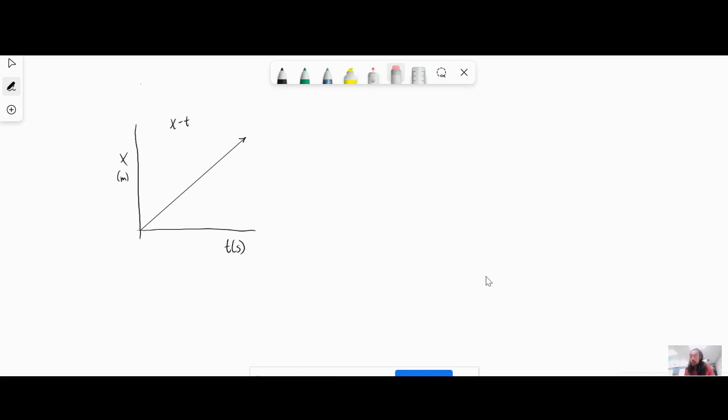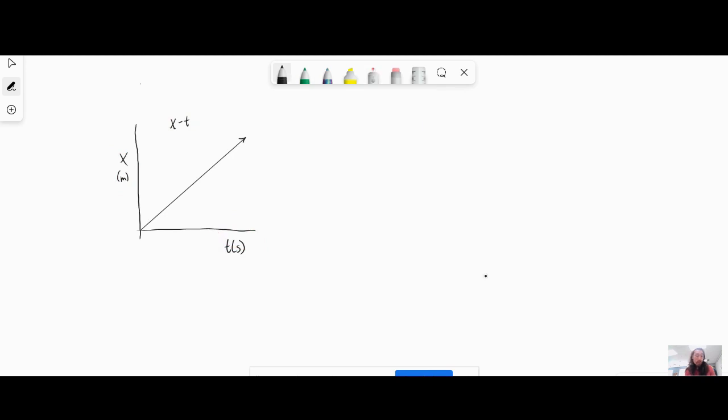In this video, we're going to go over the Buggy Lab. Let's begin. From the Buggy Lab, all groups should have gotten a graph that looks something like this, where we have a position versus time graph, with position on the y-axis and time on the x-axis.